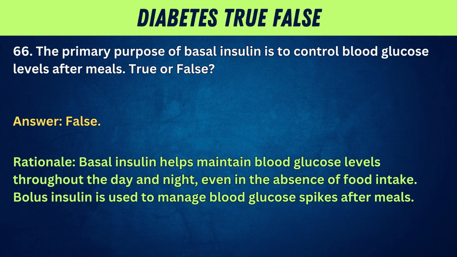66. The primary purpose of basal insulin is to control blood glucose levels after meals. True or false? Answer: false. Rationale: basal insulin helps maintain blood glucose levels throughout the day and night, even in the absence of food intake. Bolus insulin is used to manage blood glucose spikes after meals.